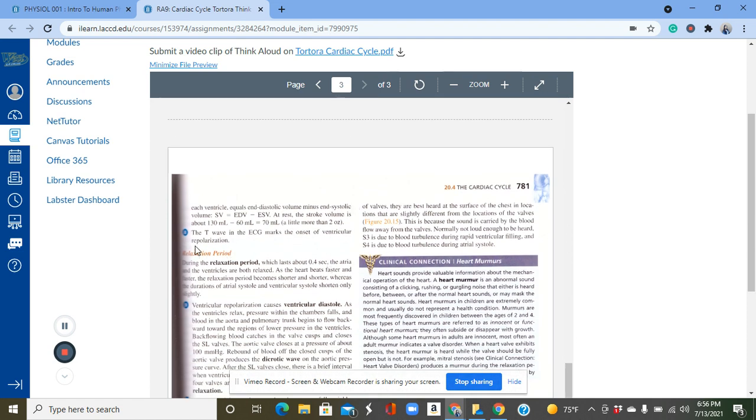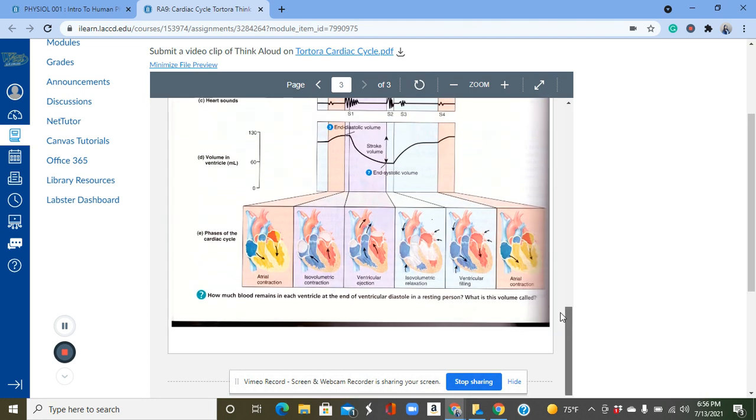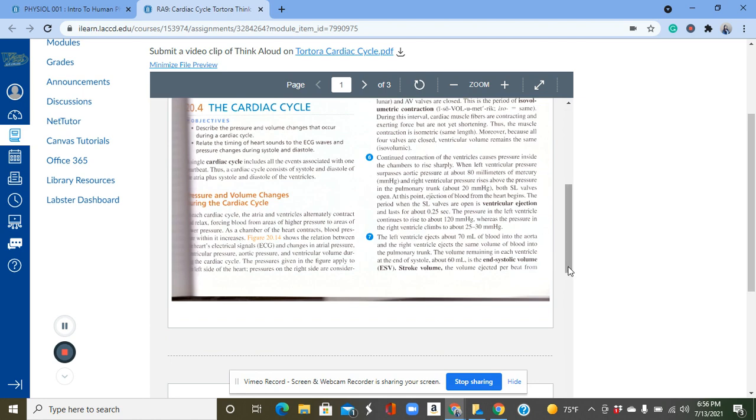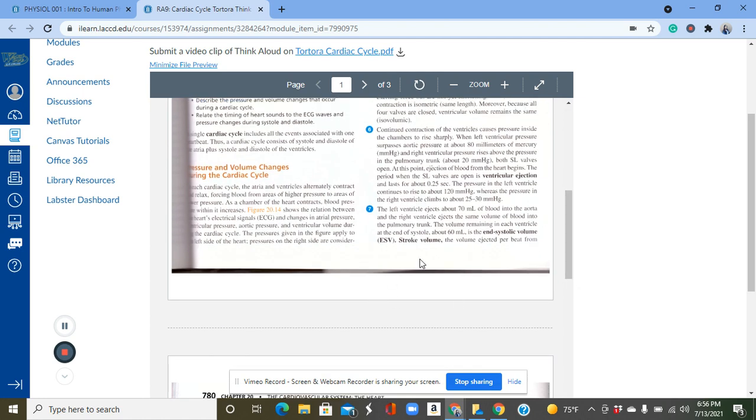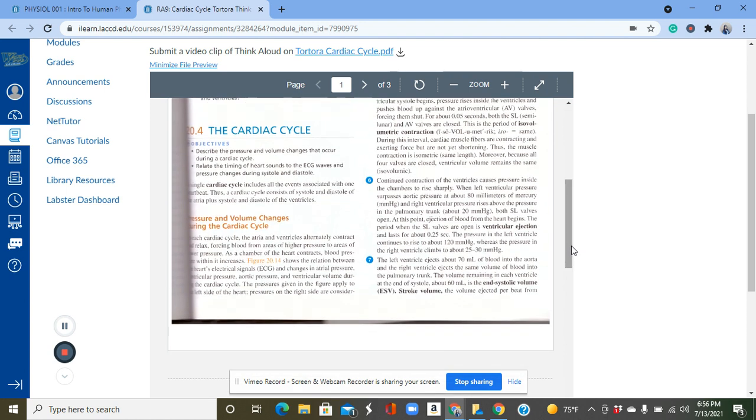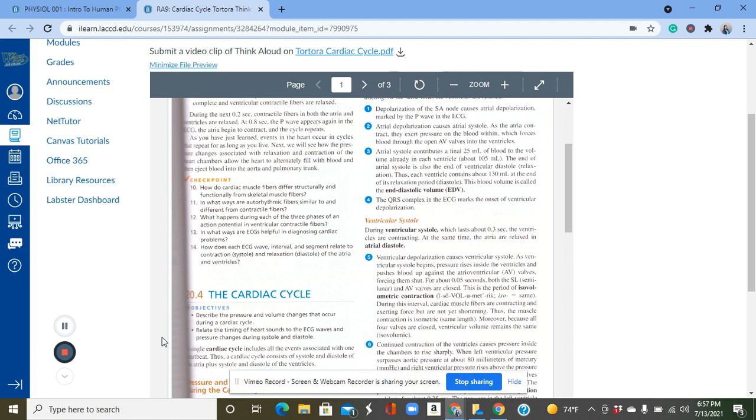And the last one is that the T wave in the ECG marks the onset of ventricular repolarization. So, the last term mentioned in the ventricular systole is the end systolic volume. Basically, this refers to the volume of blood in the left or right ventricle at the end of the systolic ejection phase. So this happens immediately before the beginning of the diastole, or the ventricular filling.